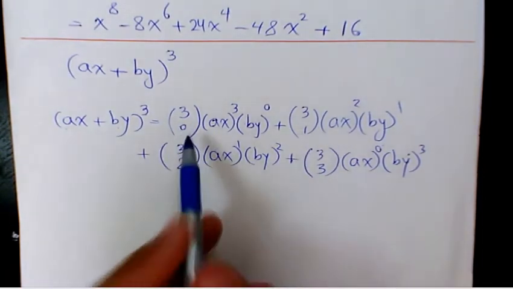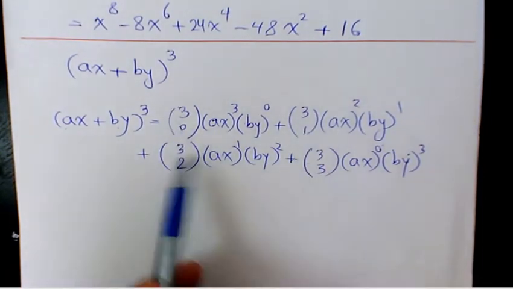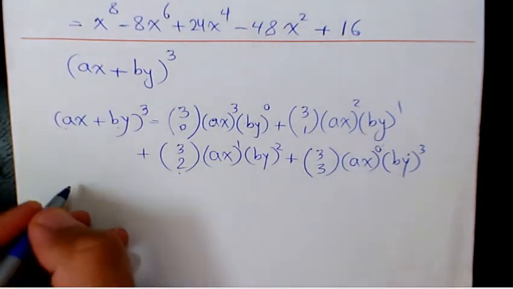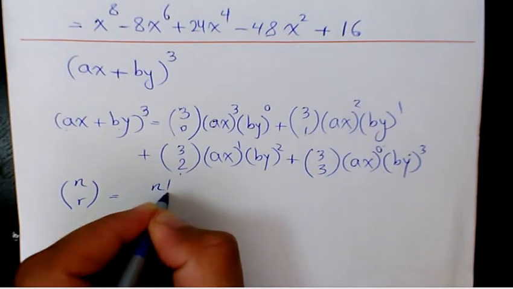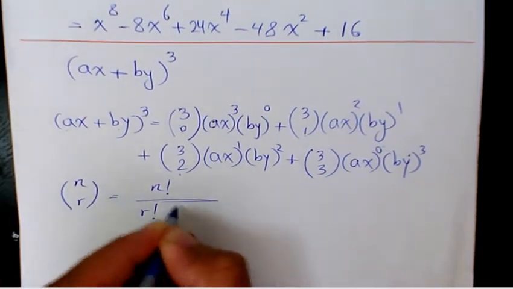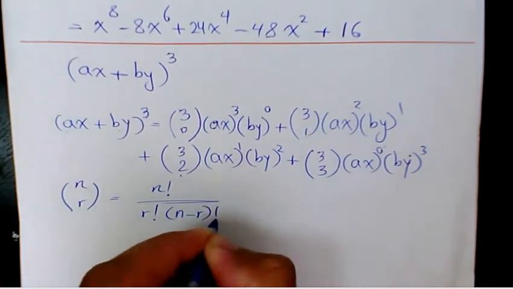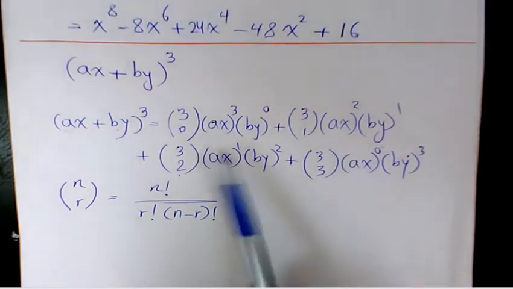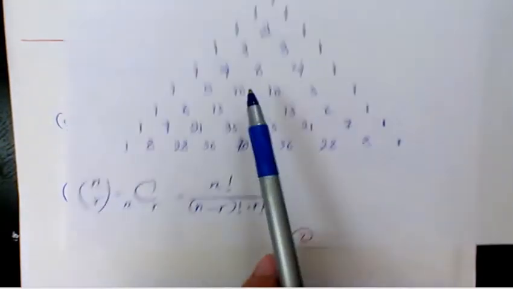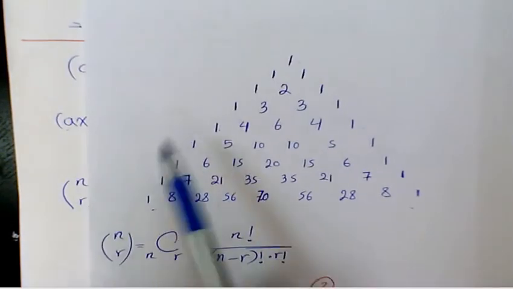So these numbers, 3 choose 0, 3 choose 1, 3 choose 2, 3 choose 3, we can calculate either using this formula, n factorial over r factorial times (n minus r) factorial, or you can use Pascal's triangle in order to find these coefficients, which I already wrote in here.